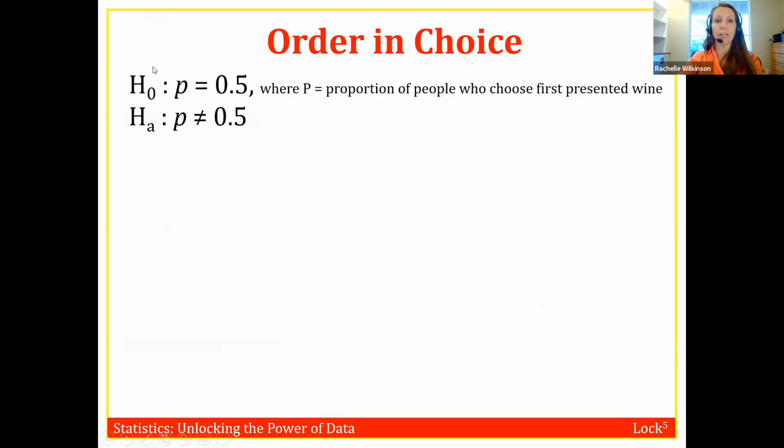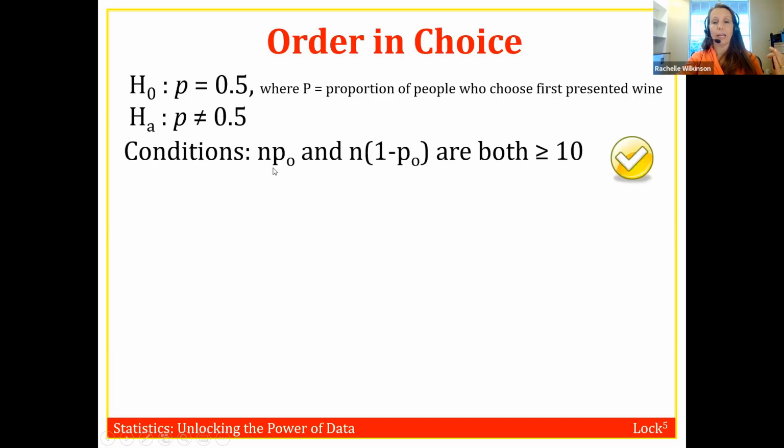For this one, it's going to be a 2-sided test because we were looking for either way. We wanted to see if they were more likely to choose the first choice or more likely to choose the second choice. If there was no difference between the two, then about half the time they would choose the first presented one and the other half they would choose the second presented one. That's why we get the 0.5 in the null hypothesis. So the key difference about this one from the test we just did is that this one's going to be a 2-sided test.